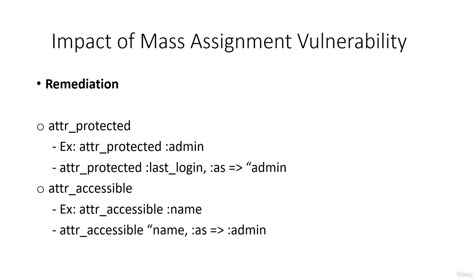To prevent this, the Rails framework, which we take as a reference, offers two class methods in the Active Record class to control or limit access to your attributes: attr_protected, which follows the blacklist principle, and attr_accessible, which follows the whitelist principle.